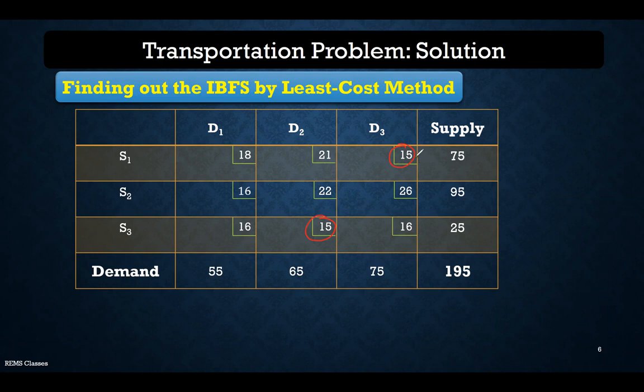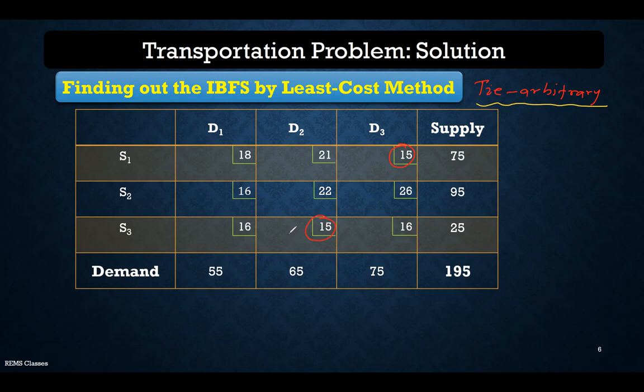So if there is a tie in the entire transportation problem, at any point of time, we can break the tie arbitrarily. So we can select any one, either this or this.